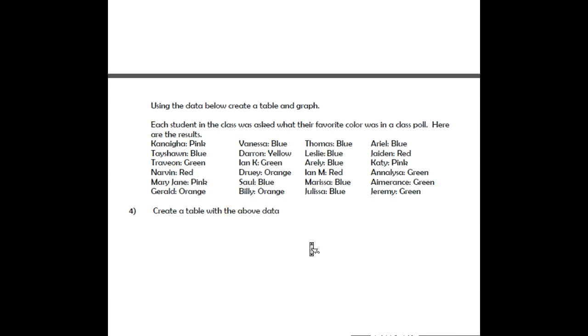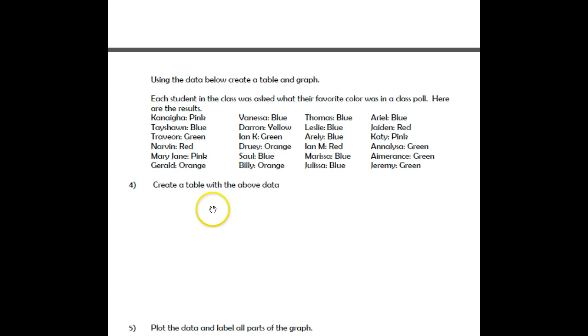The next set of questions is based on the students creating a table from data and then graphing it. So the question was, each student in class was asked what their favorite color was in a class poll, and then here are the results. So the students are just given the names and what color they voted on, and in this space they need to create their own table. We've done many lessons on creating tables, so they should be pretty comfortable with that.